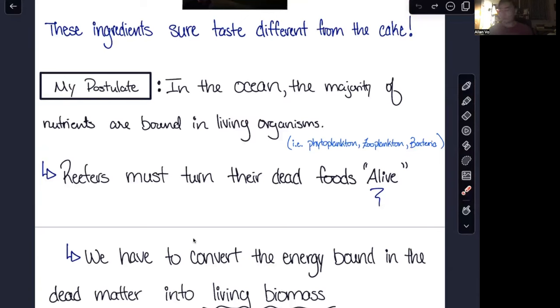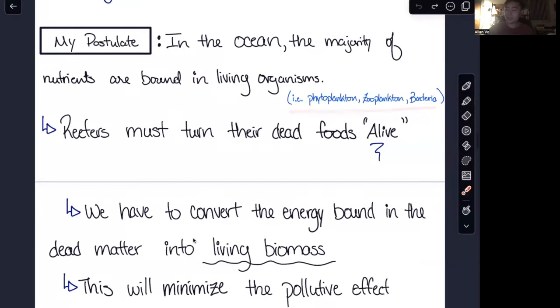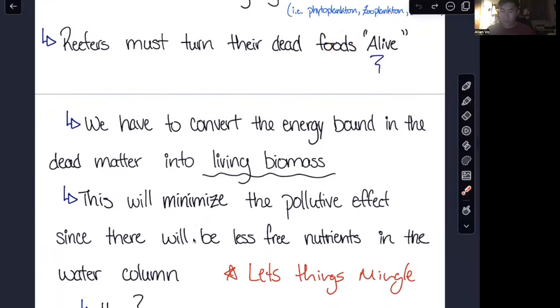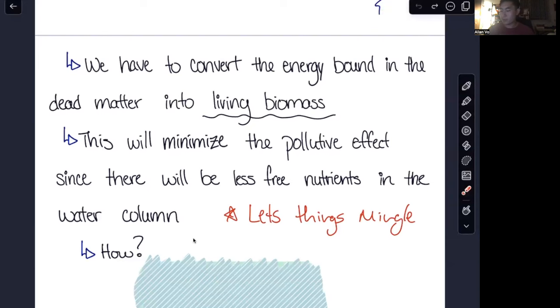Kudos. But what I want to postulate is that in the ocean, the majority of the nutrients are found in living organisms, like these examples. And a lot of reefers use dead foods, and we have to turn them alive somehow. And then how do we convert this? We got to start thinking how to minimize a pollutive effect, minimize free nutrients in the water column. What can we really cultivate that's pretty accessible for everyone, pretty cheap in the long run, and kind of proven to show benefits through years and years in the hobby?